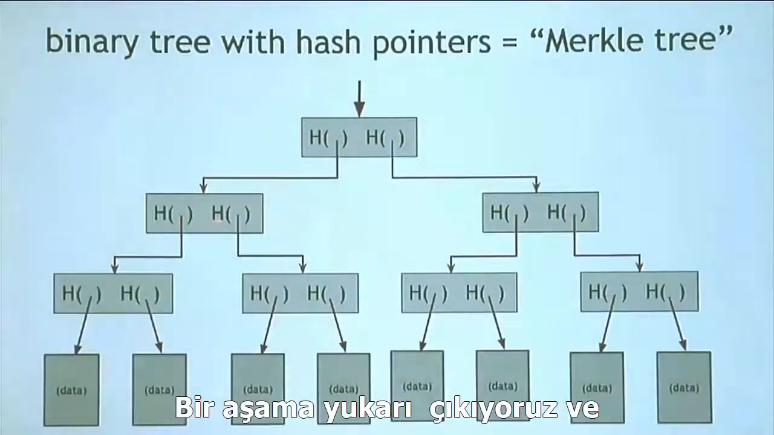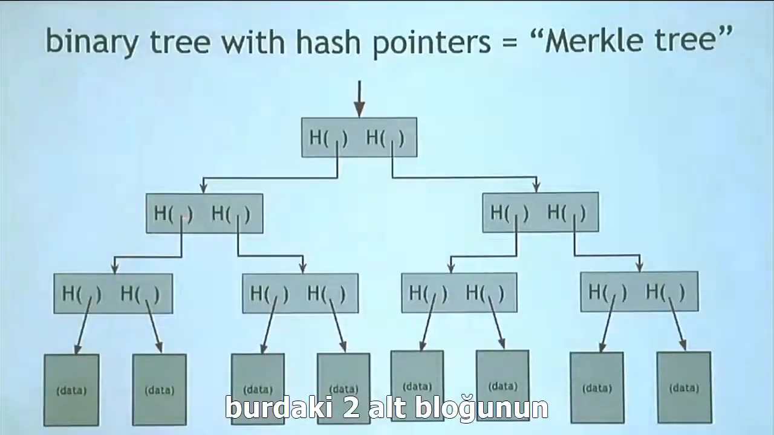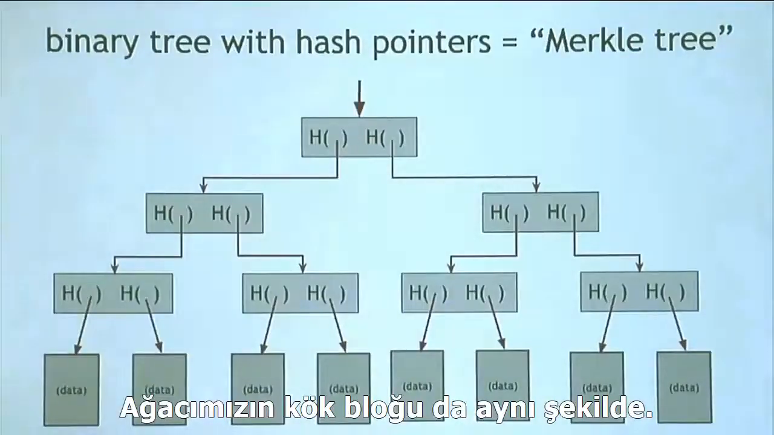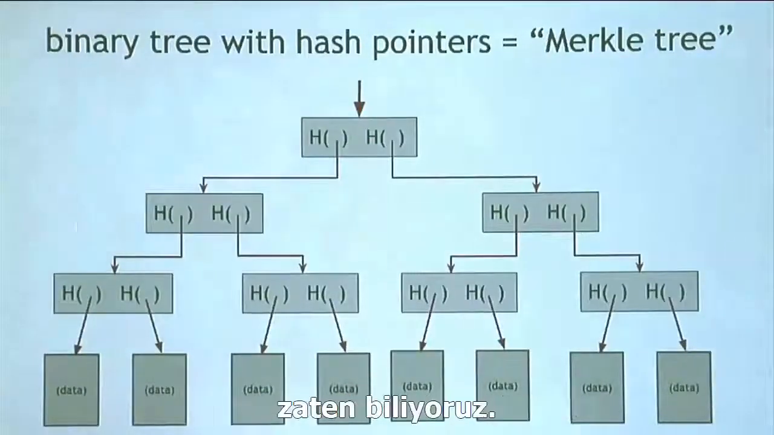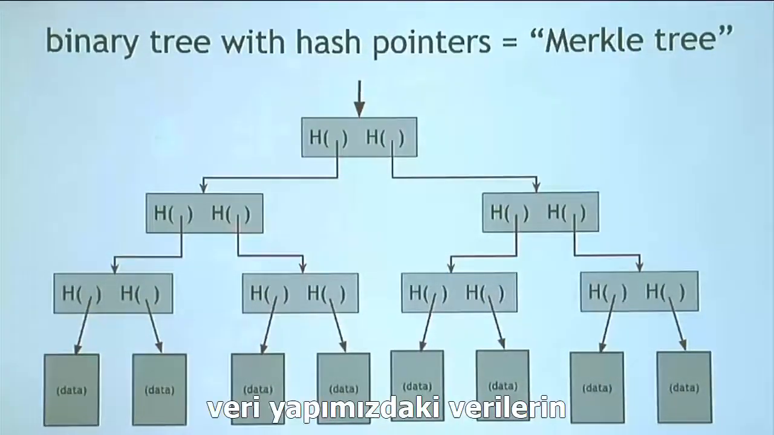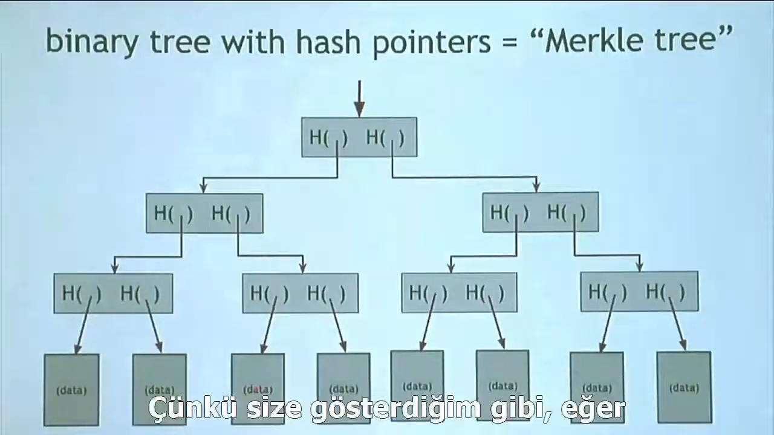We'll then go another level up, and this block here will contain a hash pointer of these two children down here, and so on all the way back up to the root of the tree. And then just like before, we're going to remember just the hash pointer up here at the head of the tree. And we can then, if we want, traverse down through the hash pointers to any point in the list, and we can make sure that the data hasn't been tampered with.